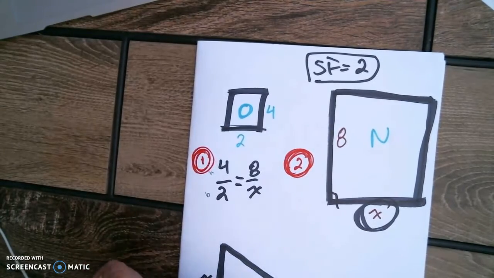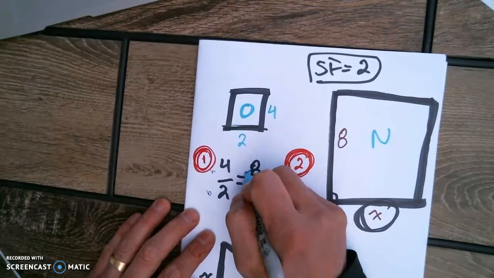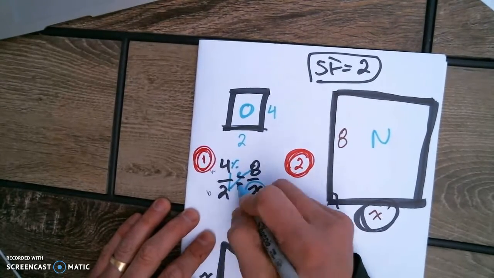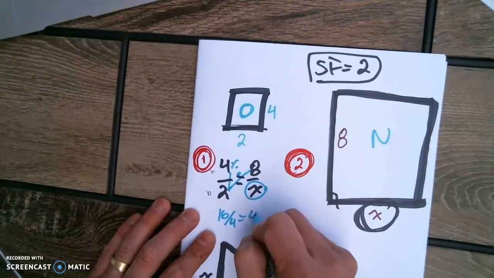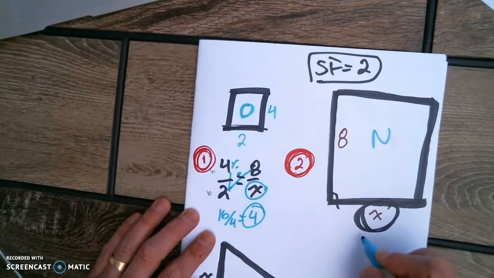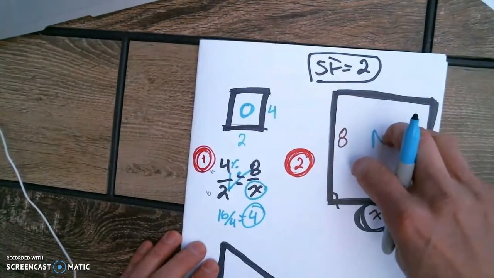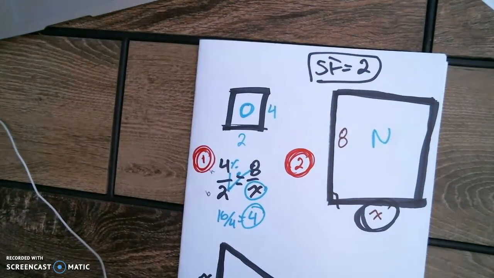I've stressed this a lot this year. If I have one unknown, I cross multiply, and then I divide. 8 times 2 is 16, divided by 4 is going to give me the answer of 4. Okay, so this way I can compare the shape to the shape. So that's a fairly common way.